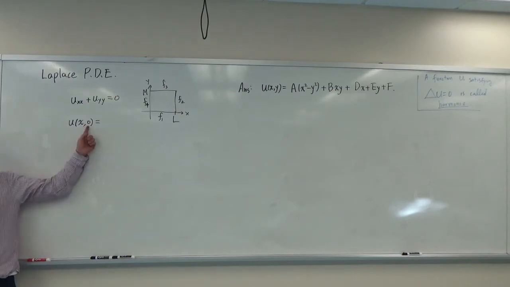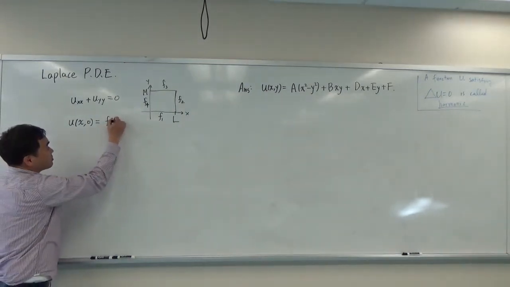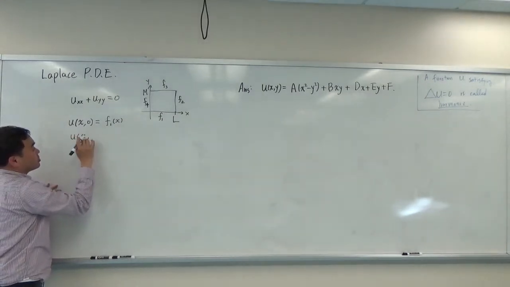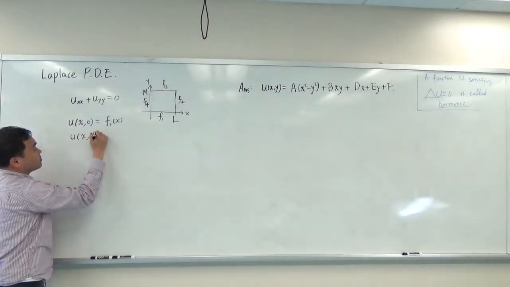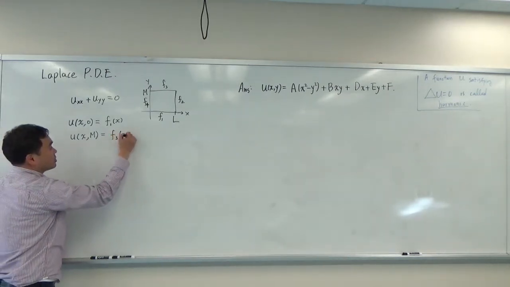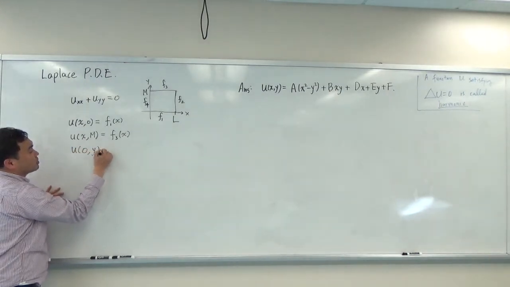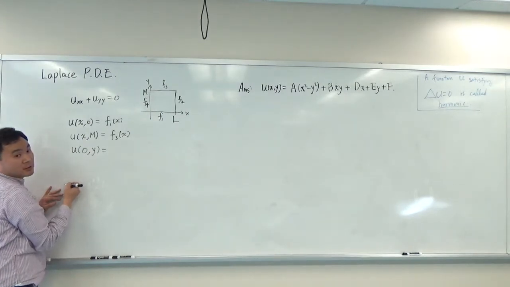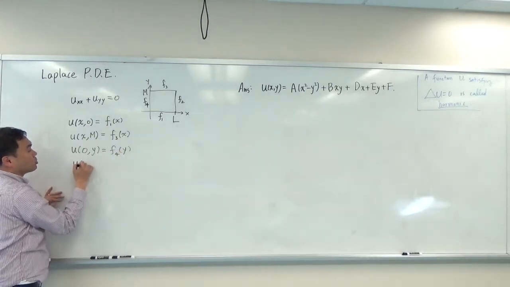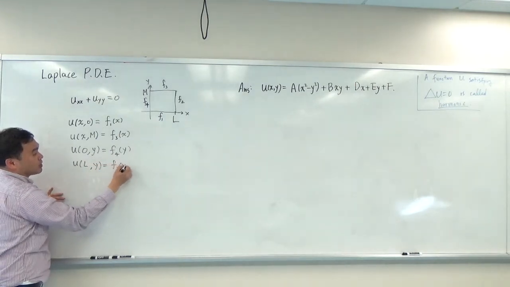F0, f4. The y coordinate is 0, right? Which one has y coordinate 0? F1, right? So that's f1. So obviously it must be a function of x, right? And then u of x, L, u of x, m would be what? Which one? X2. f3 of x, okay? And then you have also u of 0 of y. What would that be? f4, good. And it must be a function of y. And you have u of l of y, which is a function of y in x2, right?